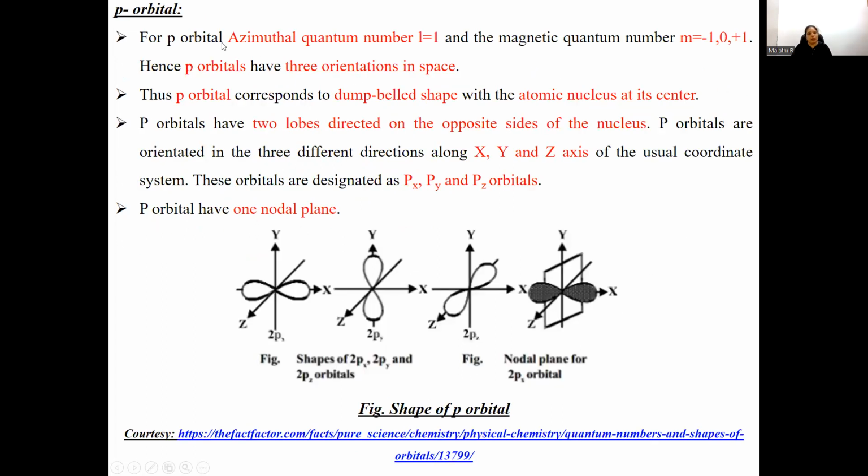P orbital. For the P orbital, the azimuthal quantum number l is equal to 1 and the magnetic quantum number m is equal to -1, 0, +1. Hence, the P orbital has three orientations in space. The P orbital corresponds to a dumbbell shape with the atomic nucleus at its center. The p orbitals have two lobes directed on opposite sides of the nucleus. P orbitals are oriented in three different directions along the x, y, and z axes of the usual coordinate system. These orbitals are designated as px, py, and pz orbitals. P orbitals have one nodal plane.